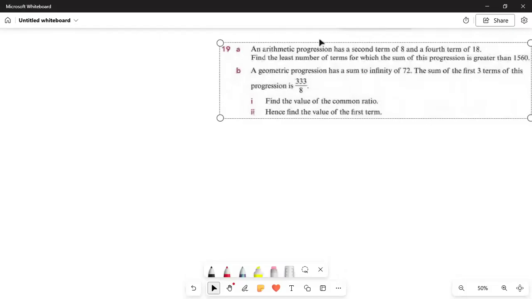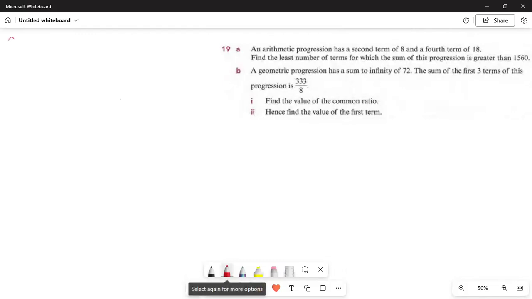We will be doing question number 19, chapter 11. It's not too difficult a question. It has two parts. Part A says an arithmetic progression has a second term of 8 and fourth term of 14.